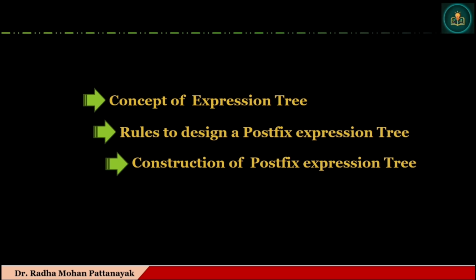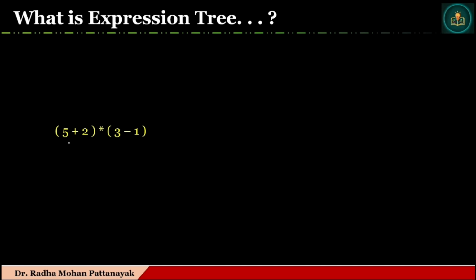Let's start the session with what is an expression tree first. Whenever we are representing a mathematical expression in the form of binary tree, then such binary tree is called an expression tree. Let's consider the mathematical expression 5 + 2 * 3 - 1. In this expression, 5, 2, 3 and 1 are called operands. Similarly, plus, multiplication, minus, these are called operators, right?